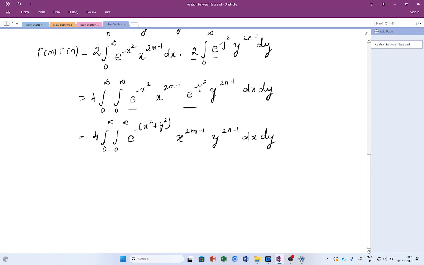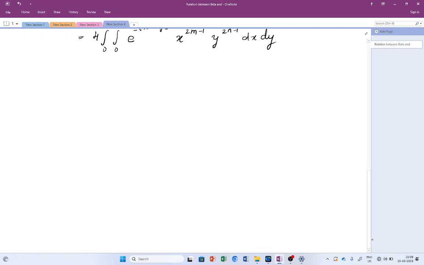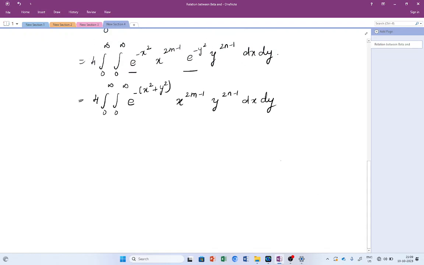So now, to reduce the problem, I bring the transformation. This is in the Cartesian form. I take it to the polar form. So to take my gamma of m into gamma of n in polar form, the substitution I use is x is equal to r cos theta and y is equal to r sin theta. Under this substitution, you'll have dx into dy as r into d theta dr.